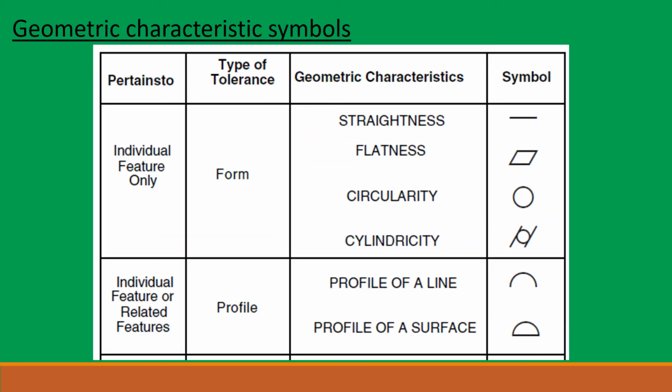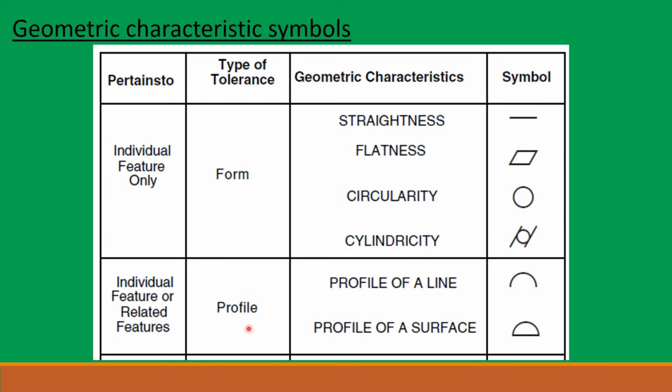Now let's get into the subject. There are 14 geometric characteristic symbols grouped into 5 sets. The first set is form tolerances. Form tolerance has 4 different geometric characteristics. First one is straightness, symbol is a straight line. Second one flatness, parallelogram. Third one is circularity, symbol is just a circle. And fourth one is cylindricity, and its symbol is a circle with 2 lines.